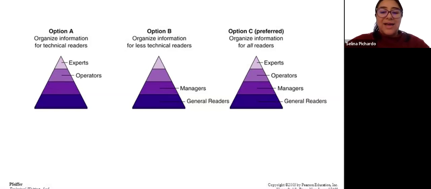This model provides some options for you to consider when planning your document, okay? Sometimes you can group your readers together. For example, option A, experts and operators. Or maybe you have to write to the entire department, regardless of their level. But organization is important.